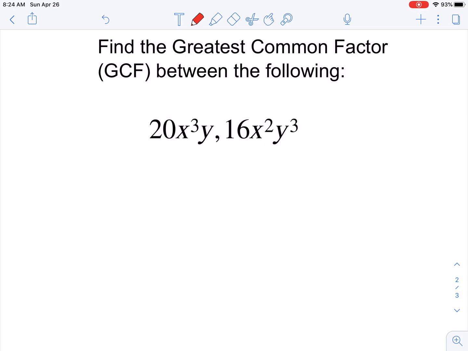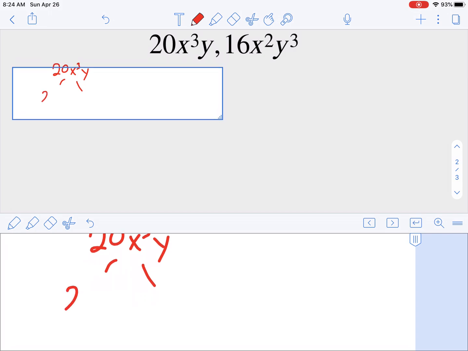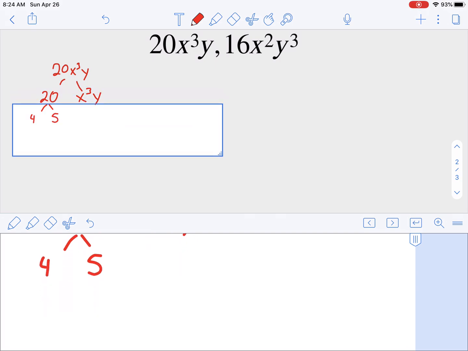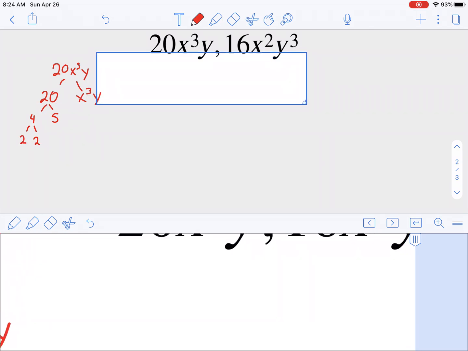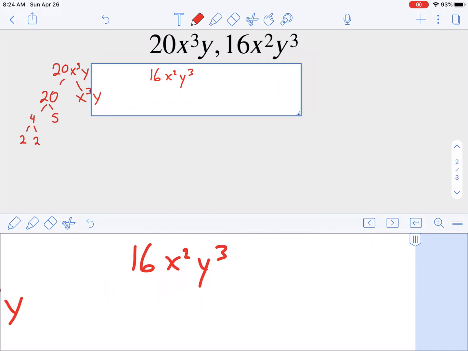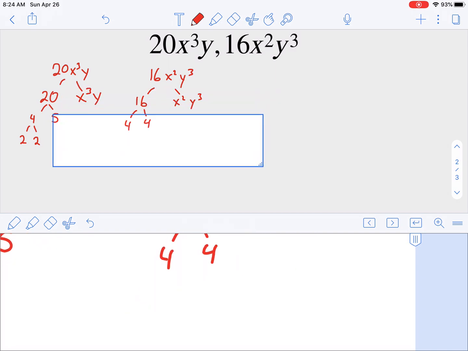I have 20x to the third y and 16x squared y to the third, and I'm going to break those down using factor trees. If I break this down, I've got 20 and x to the third y. Separate the coefficient from the variables. And then 20 we know is 4 times 5, and 4 is 2 times 2. And over here we've got 16 and x squared y to the third. Split those apart, and 16 is 4 times 4, and that's 2 times 2 and 2 times 2.